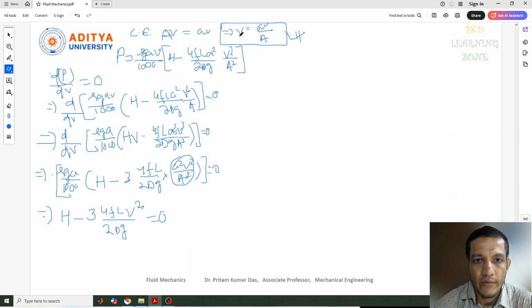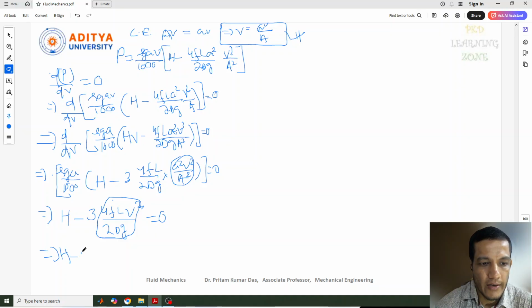I just put this value here because capital V equal to small AV by A. So here V square means A square V square by A square. So I have just put the value of V square equal to this one. Now this term, we know, is the head loss. So we can write H minus 3HF equal to 0. And here we can write HF equal to capital H by 3.